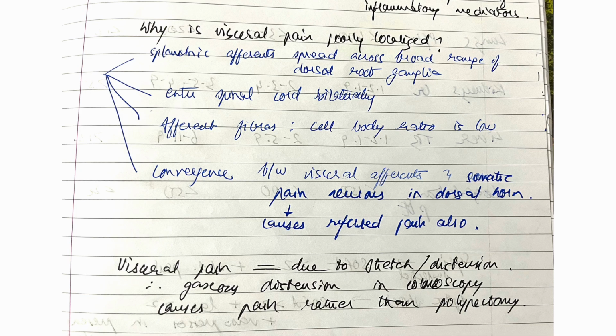Why is visceral pain poorly localized? Splanchnic afferents spread across a broad range of dorsal root ganglia. They enter the spinal cord bilaterally. Afferent fibers to cell body ratio is low. And there is convergence between visceral afferents and somatic pain neurons in the dorsal neuron. This causes referred pain as well. Visceral pain is due to stretch or distension, and therefore gaseous distension in a colonoscopy gives more pain than a polypectomy.